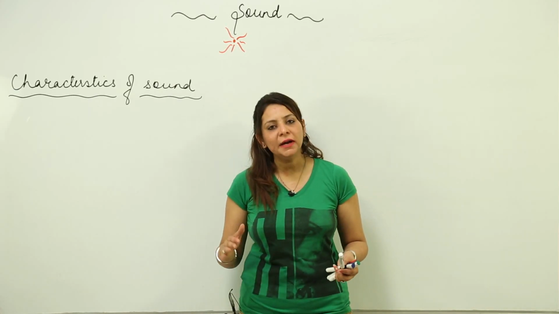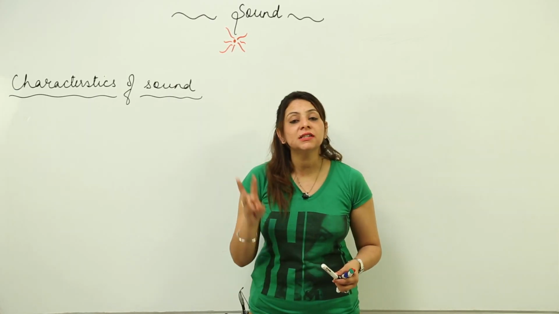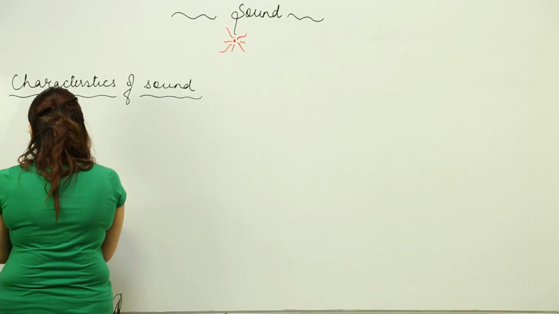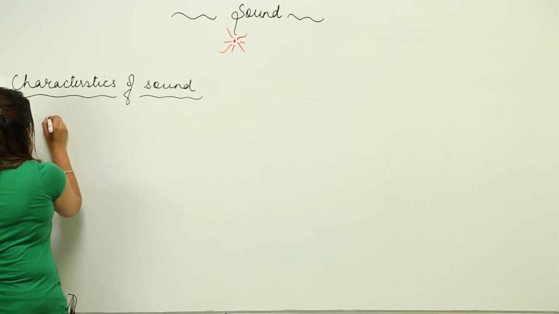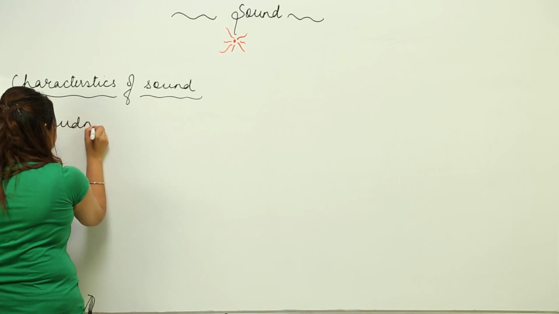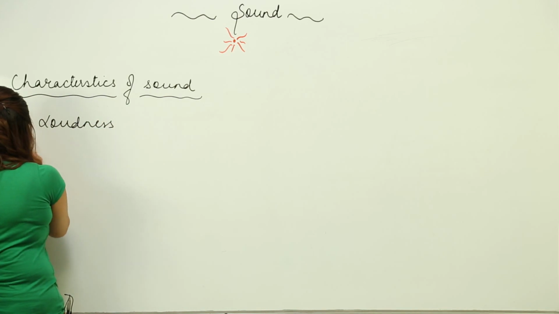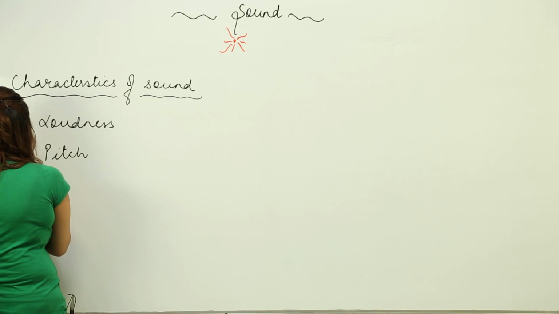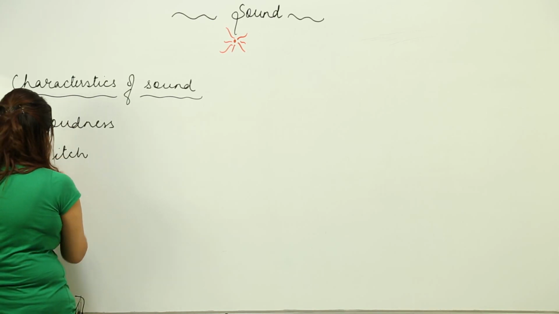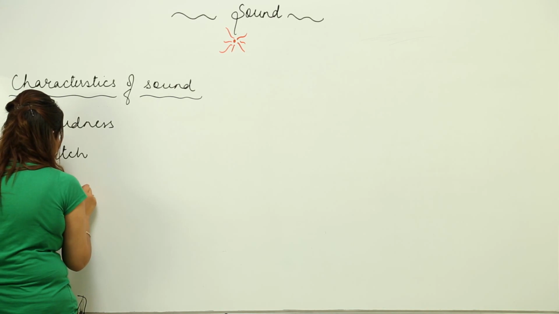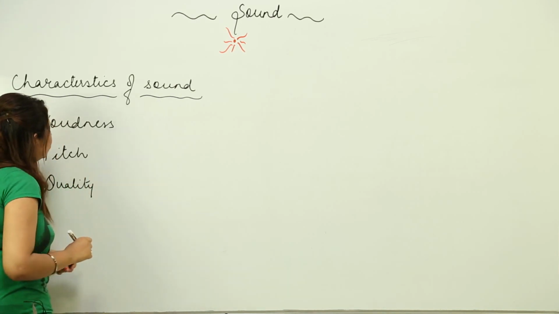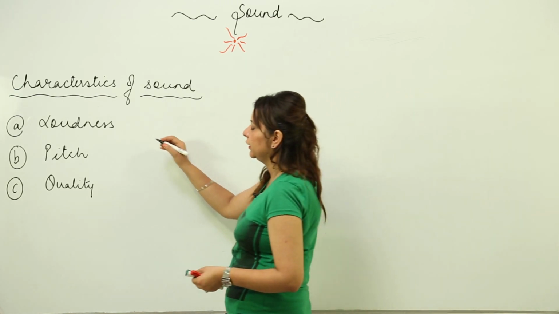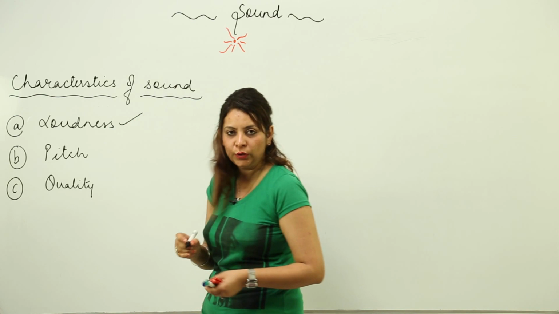Now, as you all know much about sound, we are now going to discuss 3 very important characteristics of sound. Out of that, one is loudness, other is pitch, third we have is quality. So we are going to discuss all these 3. So first of all, we will start with the first characteristic, that is the loudness.